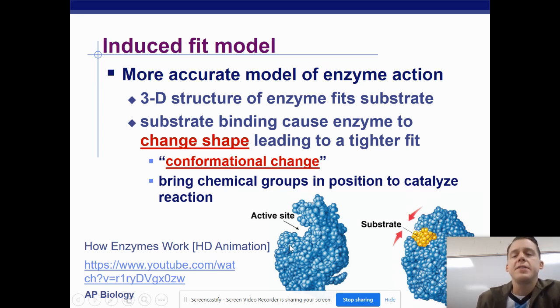So a good picture of this here, notice that the active site has a particular shape. The substrate can still fit there, but once the substrate has fit, and once those hydrogen bonds and weak ionic bonds have done their thing, it causes a conformational change that leads to, notice how the shape has changed, it leads to a tighter fit. So that is the induced fit model.